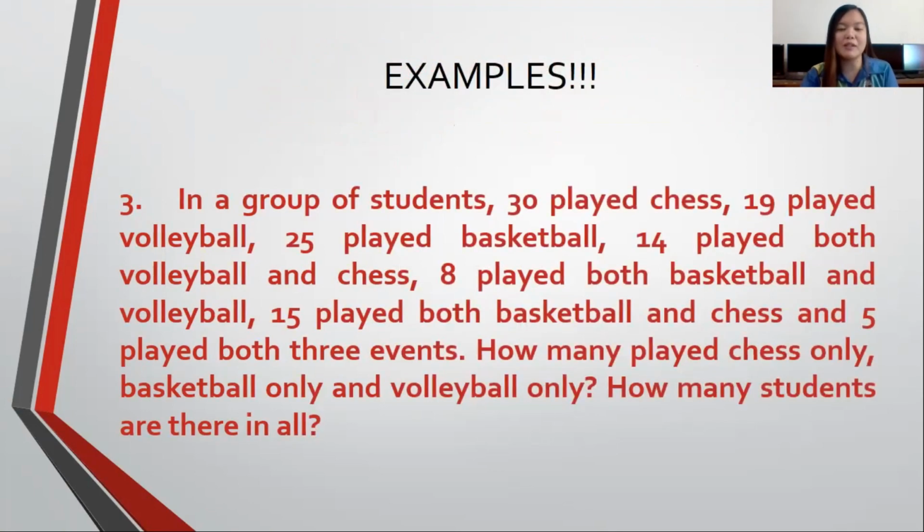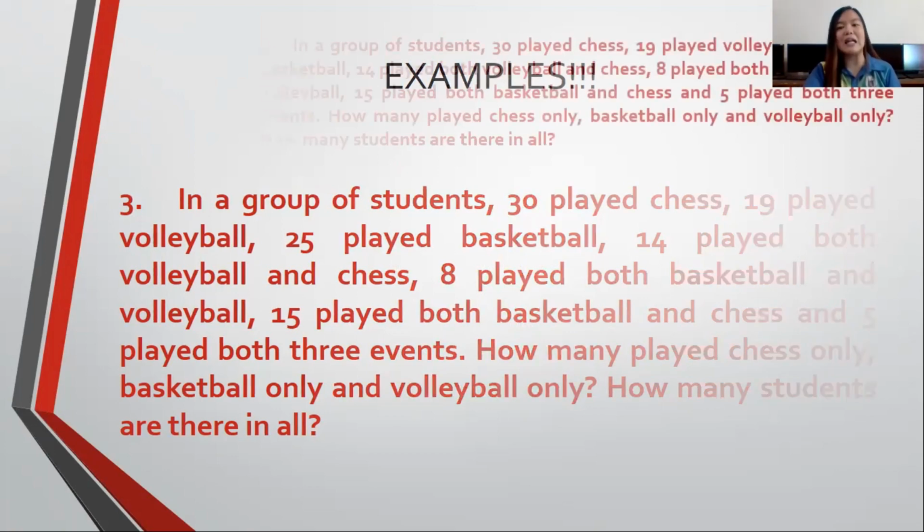Okay, i-read the video problem. In a group of students, 30 played chess, 19 played volleyball, and 25 played basketball. 14 played both volleyball and chess. 8 played both basketball and volleyball. 15 played both basketball and chess. And 5 played all 3 events. How many played chess only? Basketball only, and volleyball only. How many students are there in all?